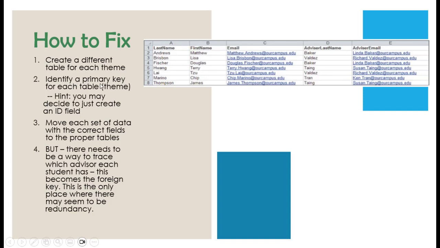Then we're going to identify a primary key for each of the tables. And hint, you might decide to do an ID field. Just create a student ID field, for example. Move the set of data with the correct fields into the proper table. But here's the caveat. You need to have a way to relate this student has this advisor. So you have to decide on what's going to be the foreign key field and place that where it belongs. This will be the only thing that seems redundant.